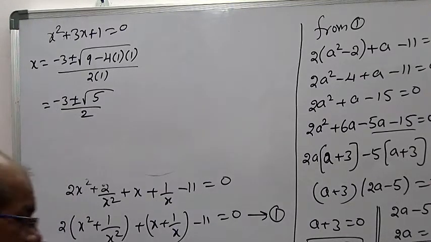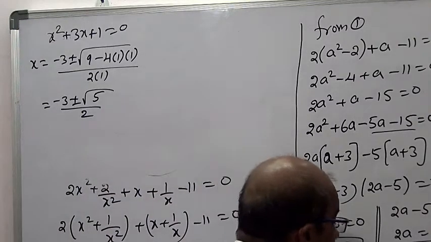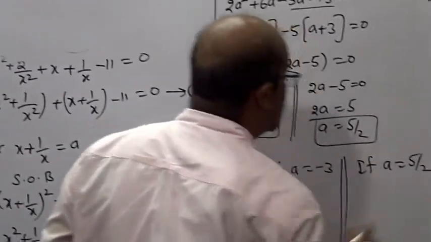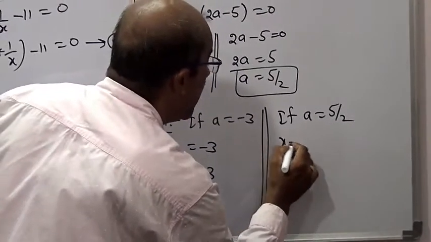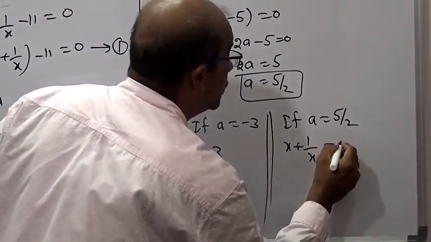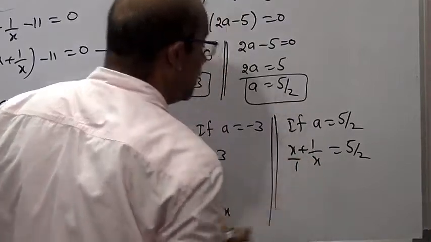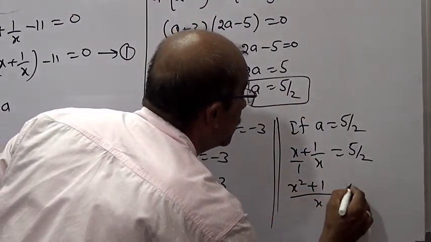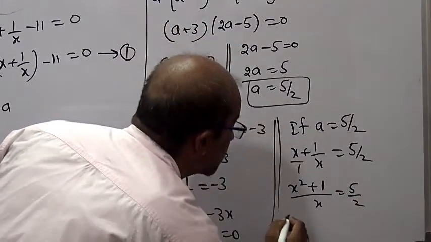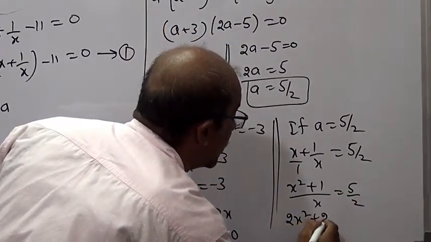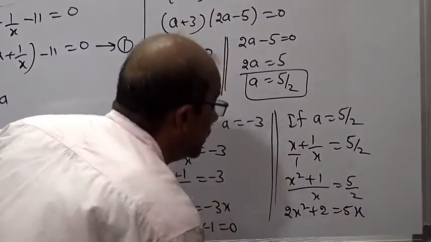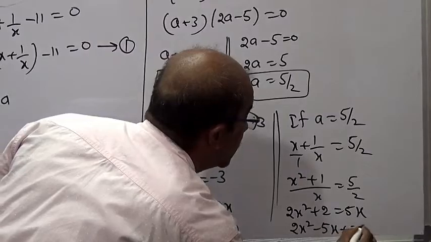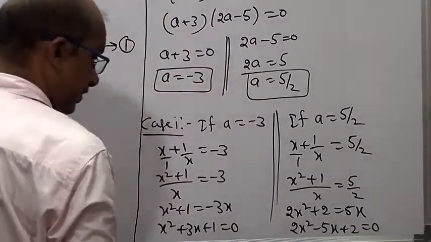Now the case 2, if a is equal to 5 by 2, x plus 1 by x is equal to 5 by 2. Now simplify it. x square plus 1 by x is equal to 5 by 2. Cross multiplication, 2x square plus 2 is equal to 5x. Now write in the quadratic form, 2x square minus 5x plus 2 equal to 0.